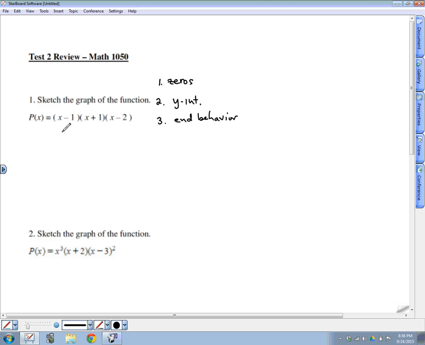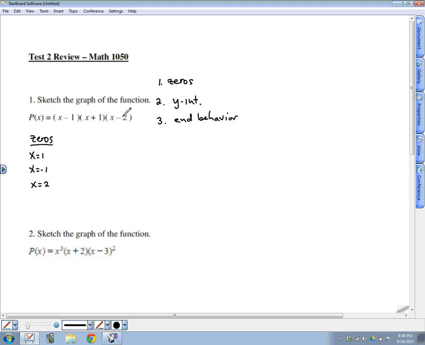So for question 1, let's start with the zeros. This polynomial is already in factored form, so all we have to do is look at the factors to find the zeros. The zeros are x equals 1. That comes from this factor. X equals negative 1 comes from this factor. And x equals 2 comes from that factor.